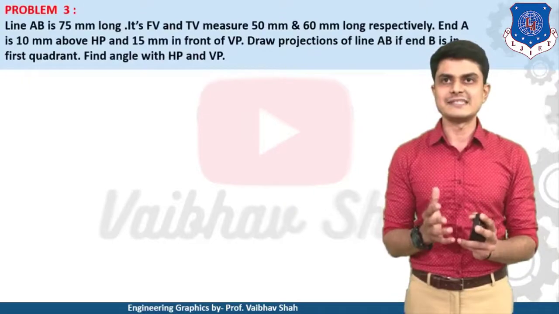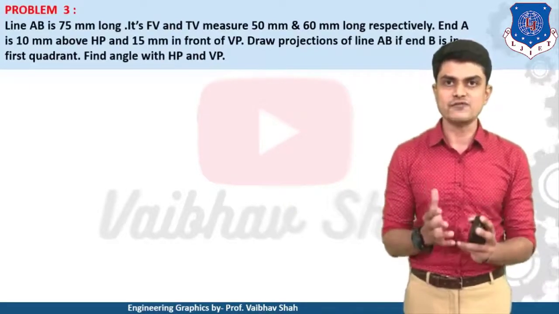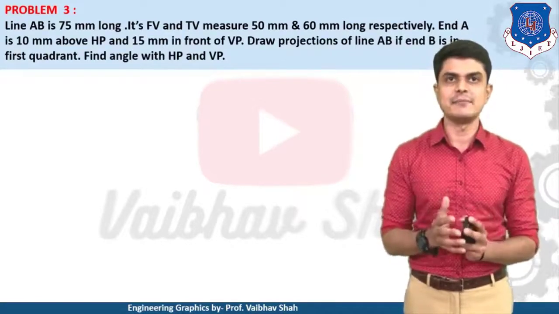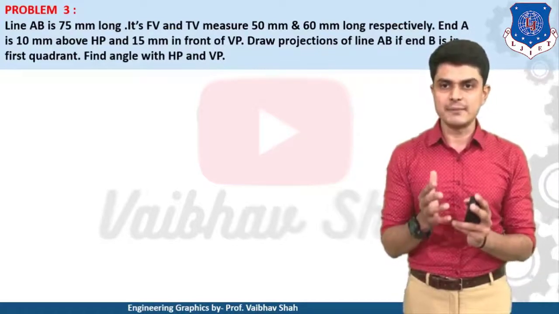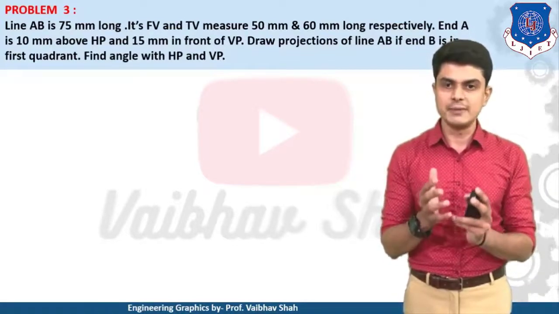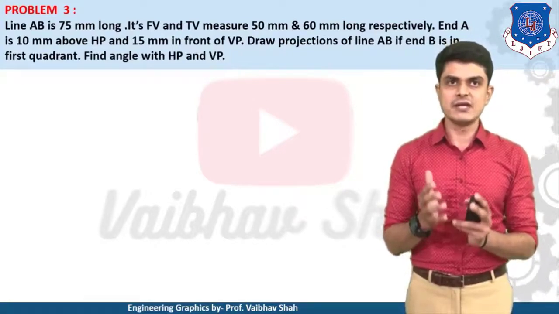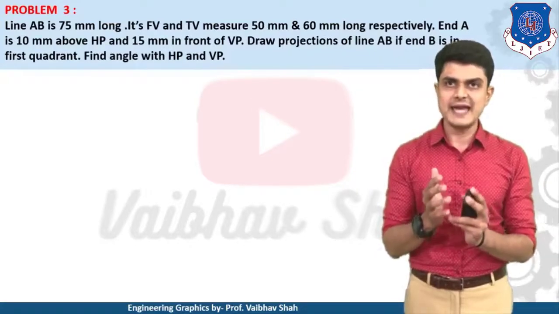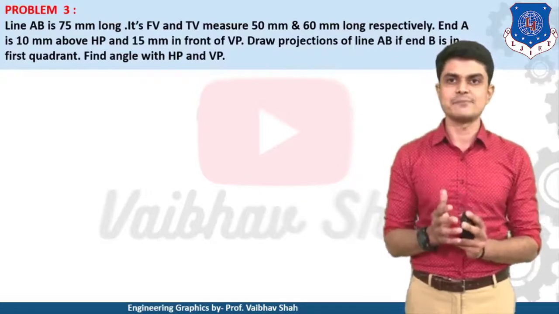So here, example number 3. Line AB is 75 mm long and its front view and top view measure 50 mm and 60 mm long respectively. Endpoint A is 10 mm above HP and 15 mm in front of VP. Draw the projection of line AB if the endpoint B is in the first quadrant and find the angle with HP and VP. So before moving ahead, let us understand this example first.